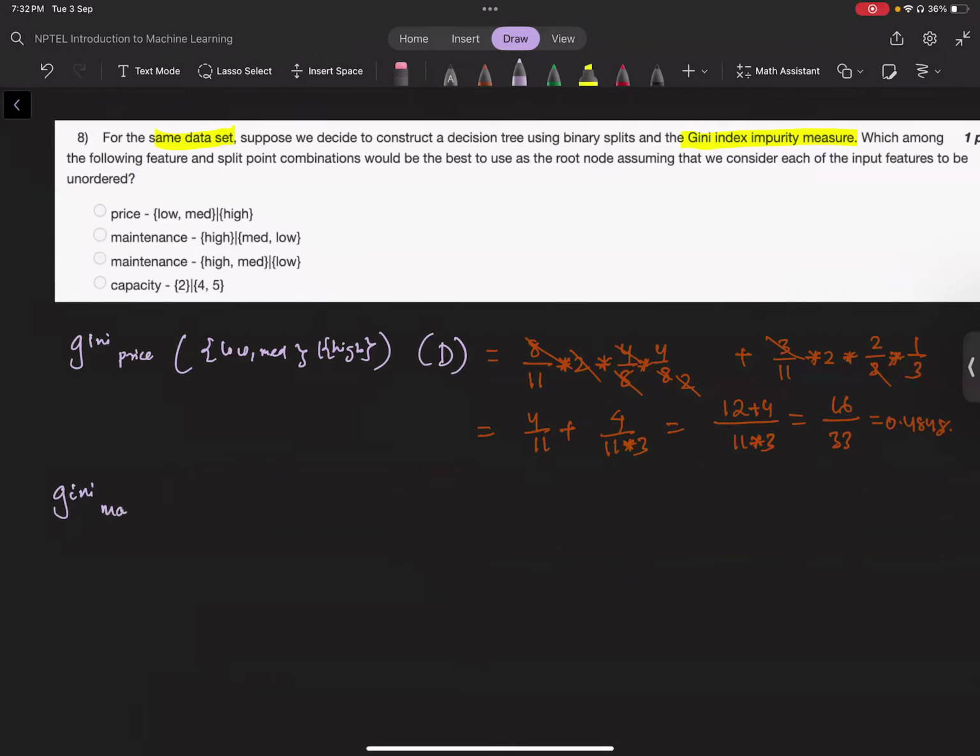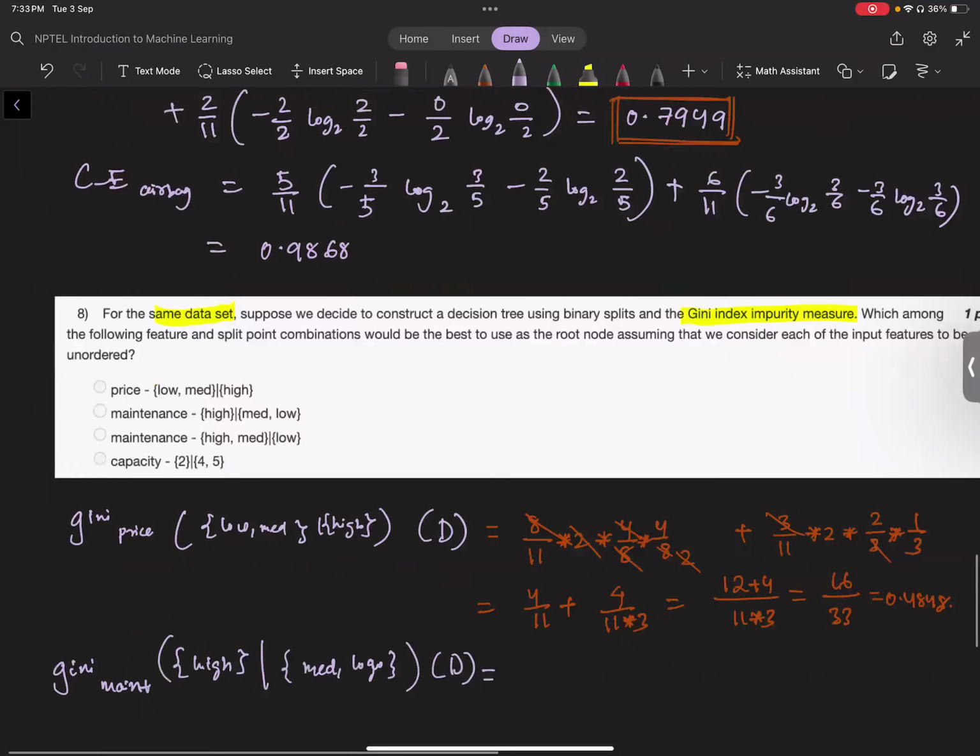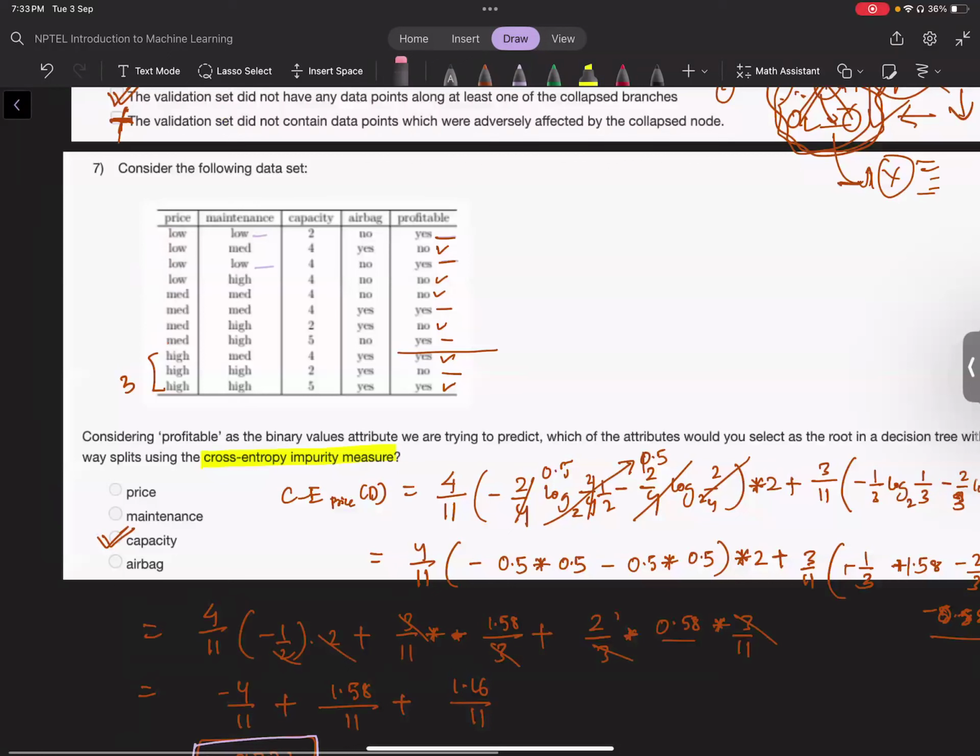Gini for maintenance, where one side is high, the other is medium and low. For maintenance, one side is high, right? So let's just erase this. Maintenance: one side is high and the second is medium and low. So low, medium, low, high, medium, high, medium, high. So one side is high, and high would be 1, 2, 3, 4, 5.